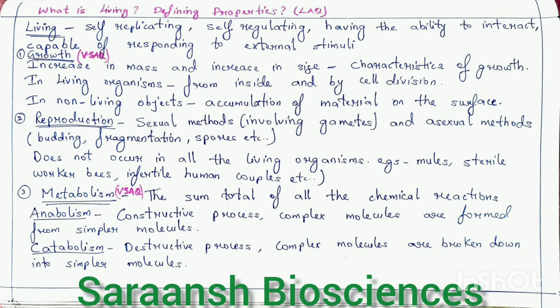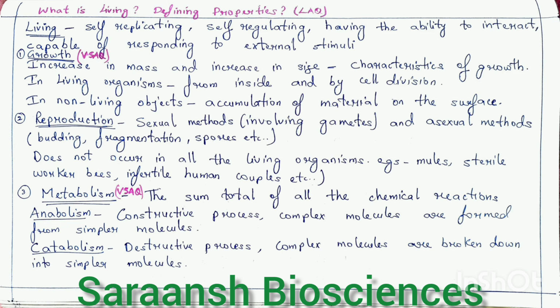Next, we have metabolism. So we all know that living organisms are made up of chemicals, and there are a number of chemical reactions that take place inside their bodies. So metabolism is the sum total of all the chemical reactions that take place in a living organism. There are two types of reactions in metabolism: anabolism and catabolism. Anabolism is a constructive process where complex molecules are formed from simpler molecules. And catabolism is a destructive process where complex molecules are broken down into simpler molecules.